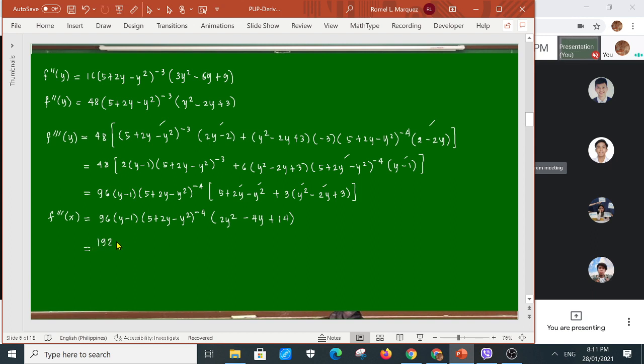Natapos din. Then, y squared minus 2y plus 7 kalaban ng 2 na ngayon ay wala ng 2.